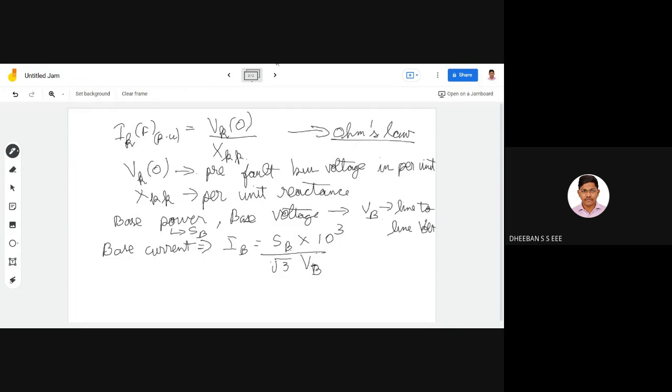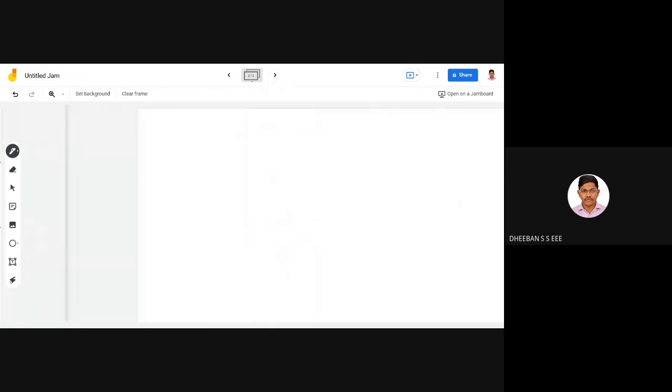Okay. So using this, you can easily find your base current value. And now we have represented your fault current in terms of your per unit representation. Now you have to represent that in terms of your base value. You have to represent it in amperes.